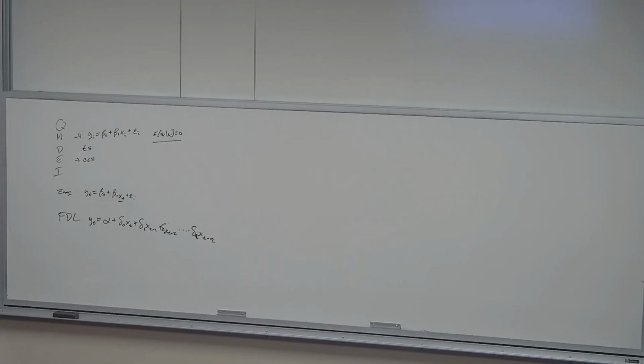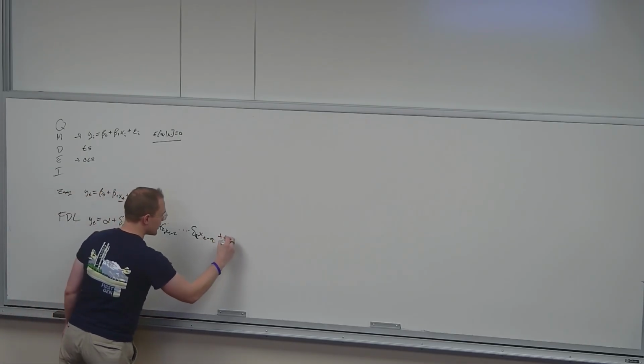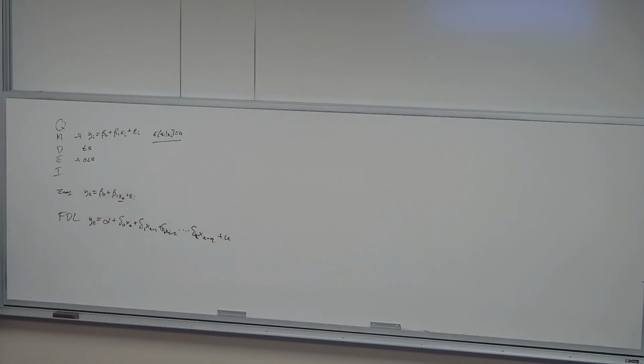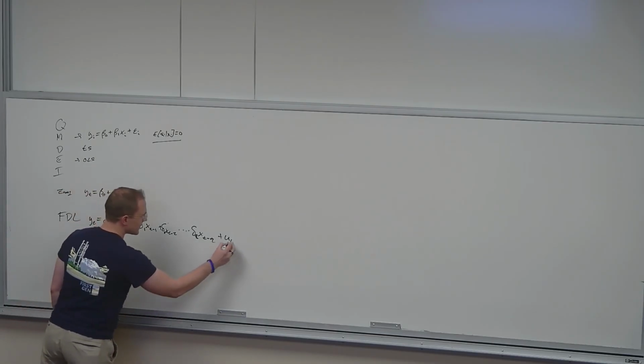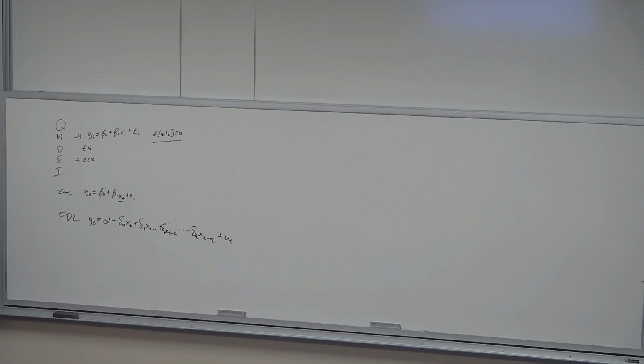Oh, sorry, you should always include your error term there. We'll call that U, because we're in time series land, and we call it U in time series land for some reason, and it's also subject to time. So that's what an FDL looks like, okay? So that's one dynamic model that we have.